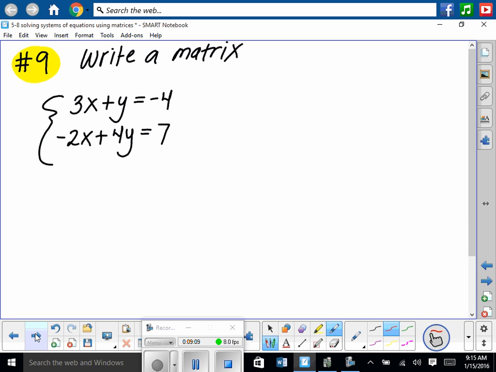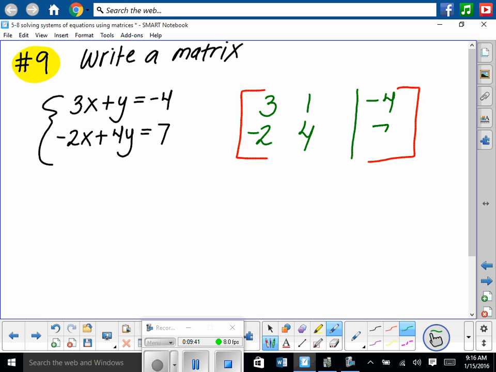So on number 9, it says write a matrix. So let's go ahead and write a matrix out of this real quick, because you have to be able to write a matrix to type it into your calculator. This is pretty straightforward. There's not any tricks here. If we're writing a matrix out of number 9, we're going to have on the top row 3, 1, and a line because of the equal sign, and negative 4. And then we're going to have negative 2, 4, and 7. I've written a matrix. Is everybody comfortable with writing a matrix?